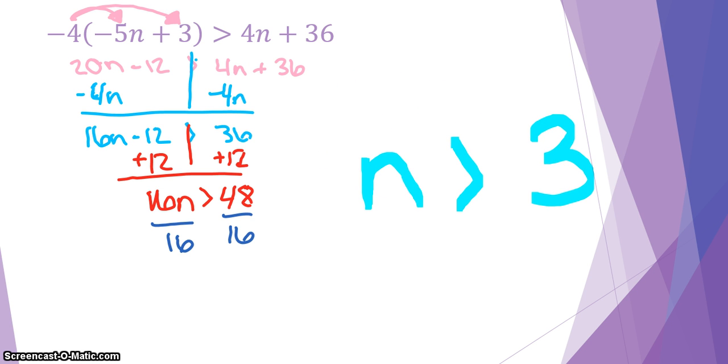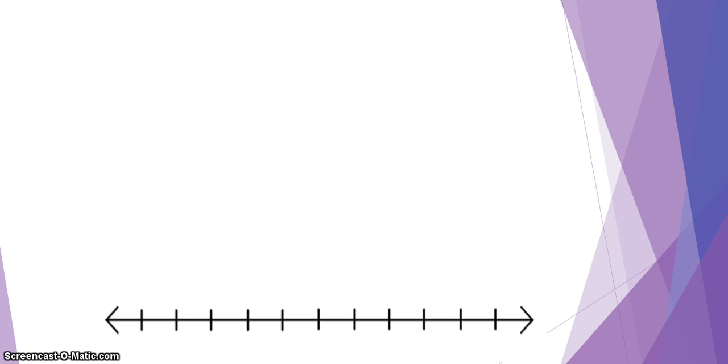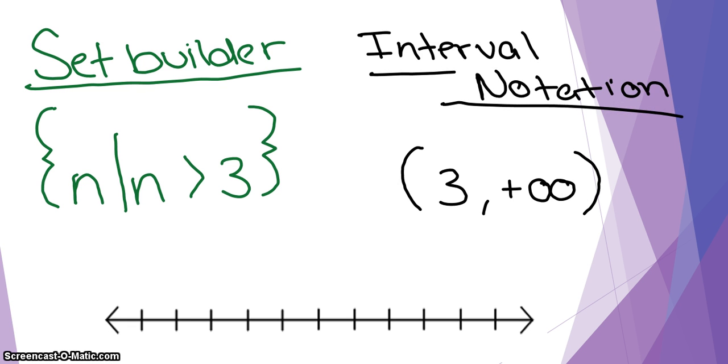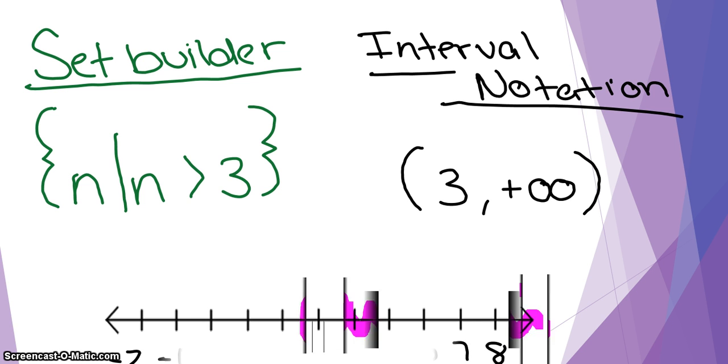Then you need to graph it. In set builder notation, it would be n such that n is greater than 3. And in interval notation, it would be (3, plus infinity). Then all you have to do is graph it.